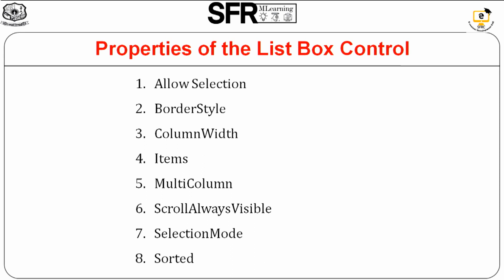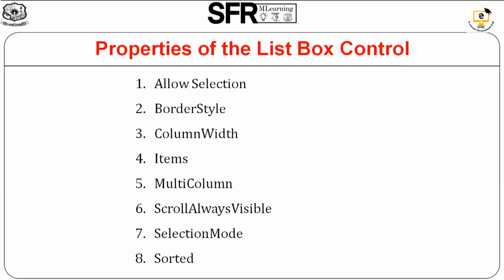The first one is AllowSelection. It gets a value indicating whether the list box currently enables selection of list items. The second one is BorderStyle. It is used to get or set the type of border drawn around the list box. The third one is ColumnWidth. It gets or sets the width of the column in a multi-column list box.